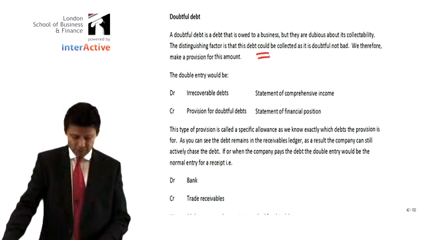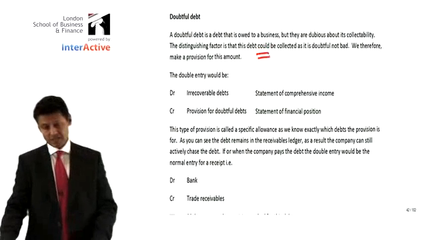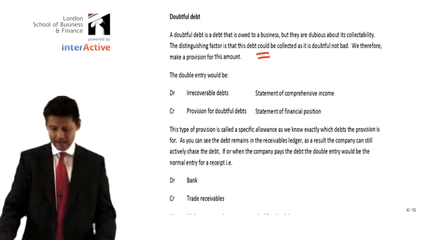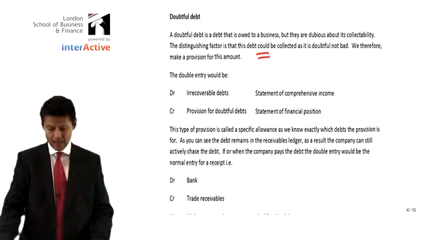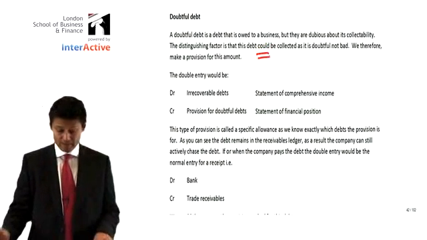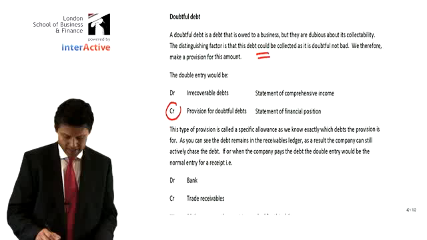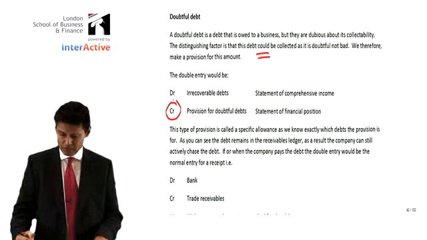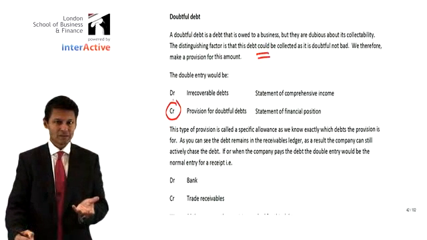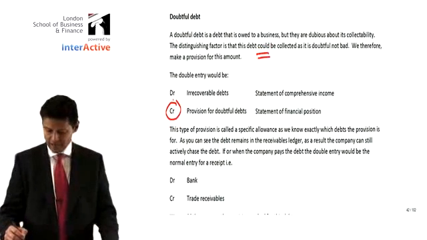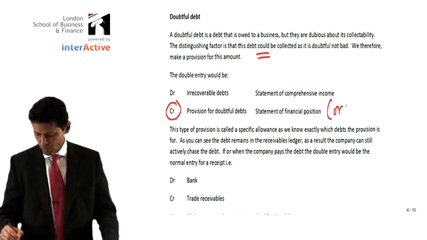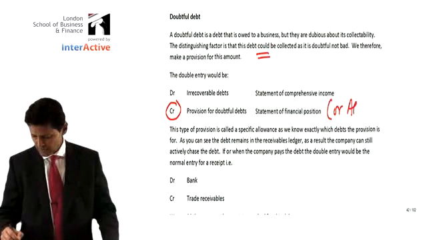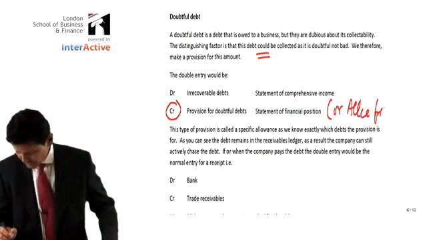We therefore make a provision for this amount, just in case, and of course, it's always a credit item, by the way. So you notice here we have a credit called provision for doubtful debts, and that goes to the statement of financial position, sometimes called allowance for receivables. Provision for doubtful debts, or also known as allowance for receivables.